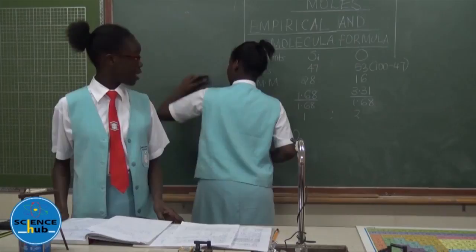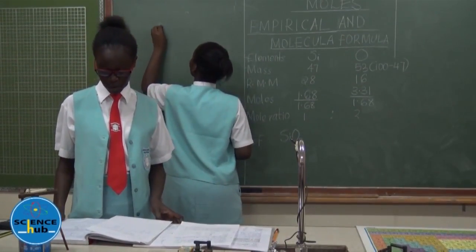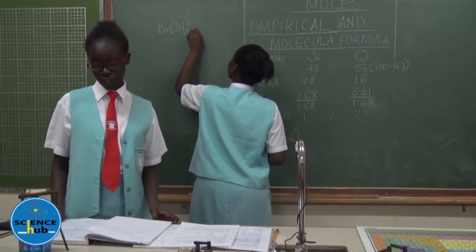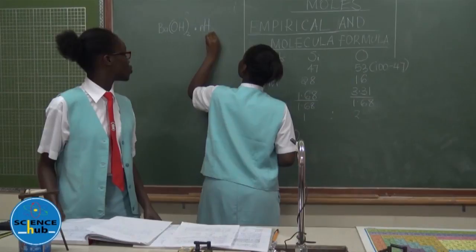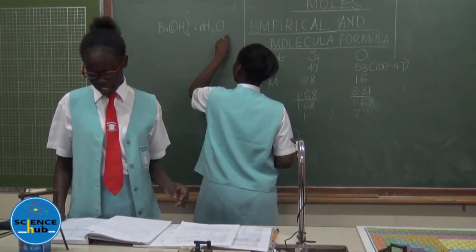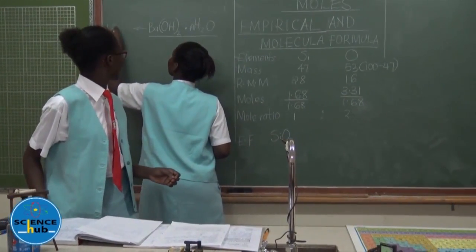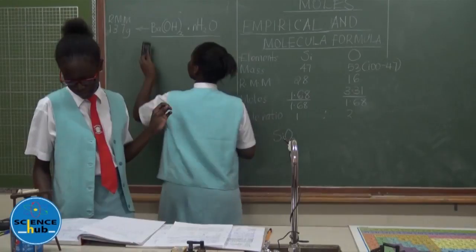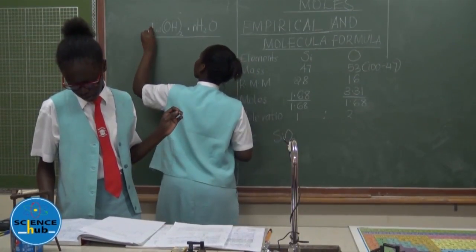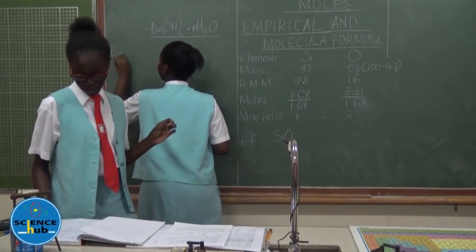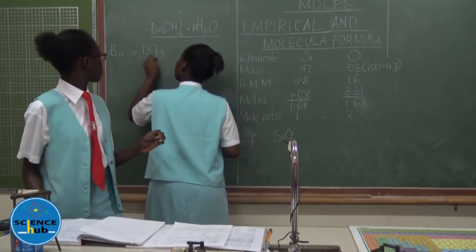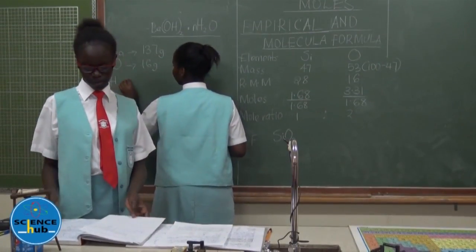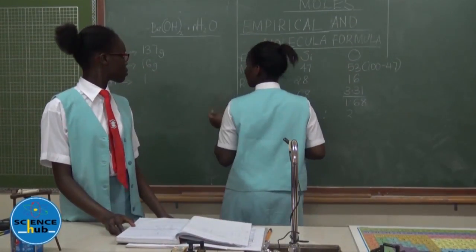The formula of this is Ba, which stands for barium, into brackets OH, which is the hydroxide, close the bracket, and you put a 2 as the subscript, dot nH2O. We do not know the number of molecules of the water, n. The relative molecular mass of barium is 137, oxygen is 16, and hydrogen is 1. So again, we write some of them.